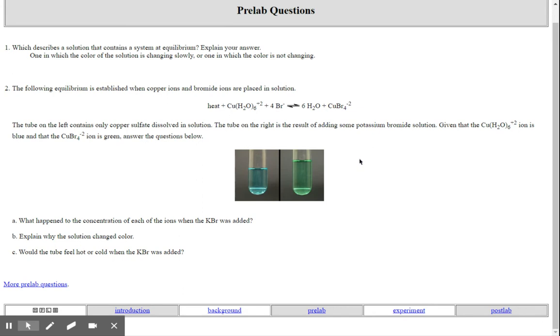So let's assume we're in equilibrium. And then it says here, what happened to the concentration of each when KBr was added. So if you're adding KBr, you can look in the chemical reaction, see that there's no potassium anywhere. So potassium on its own does not influence this reaction, but the anion bromide is there. So if you're adding bromide, that means you're adding a reactant. You're increasing the concentration of a reactant here.